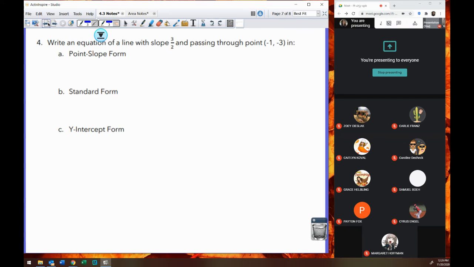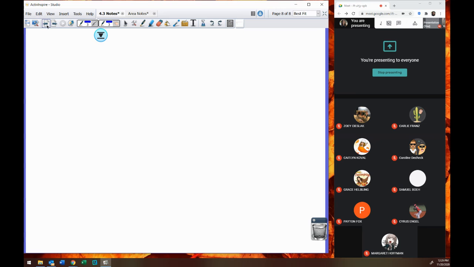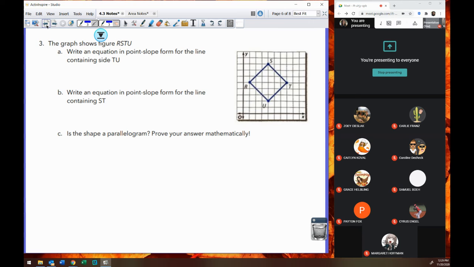This is the last one. I think. Well, we'll decide. The graph shows a figure RSTU. Write an equation in point slope form for the line containing side TU. Okay, so we're looking at this line here. If I'm in point slope form, you need to know a point and you need to know a slope. So what is a coordinate point on that line? What are the coordinates of it? 4, 2. So my coordinate point for point U is 4, 2.